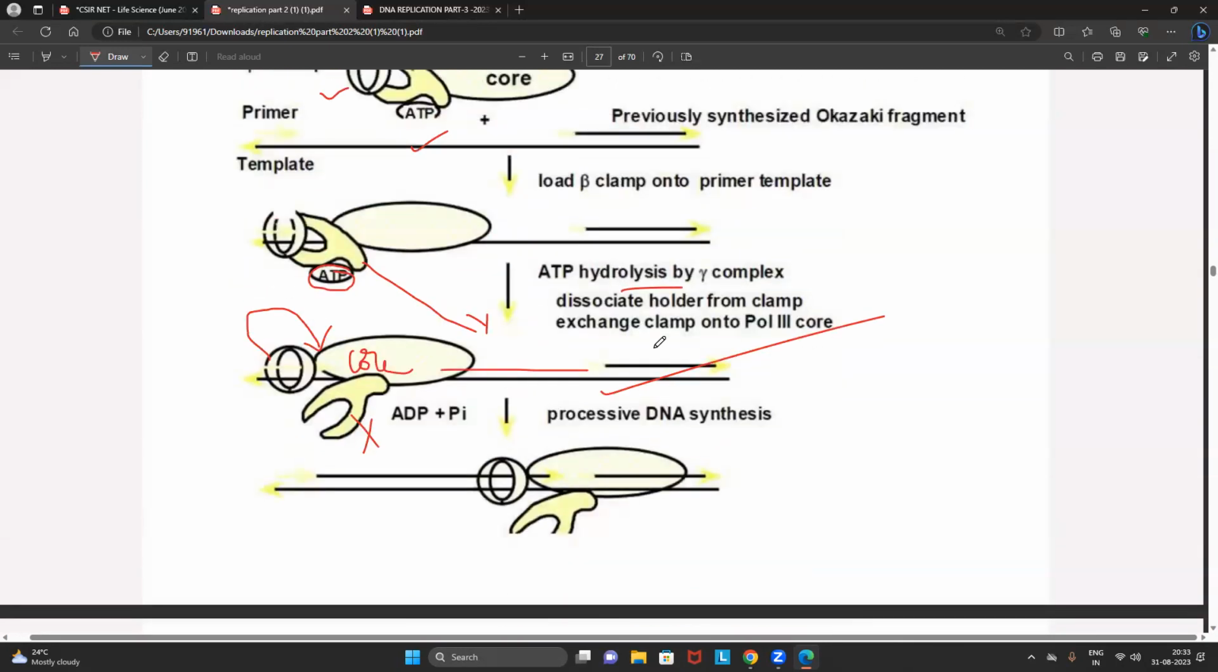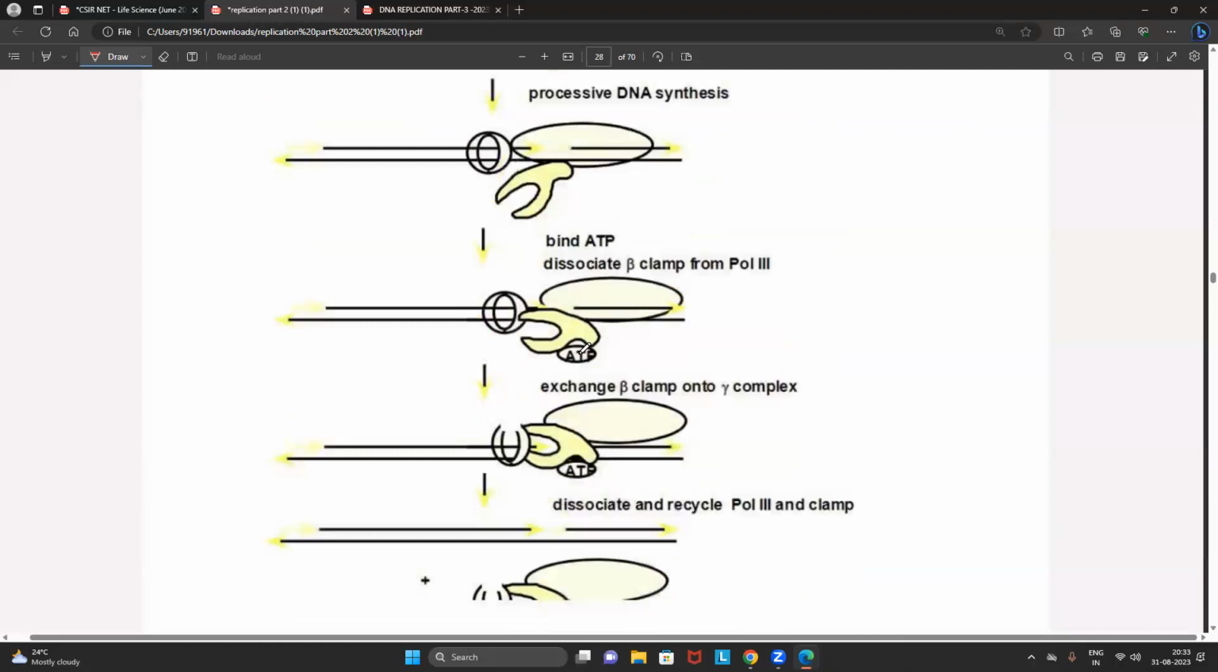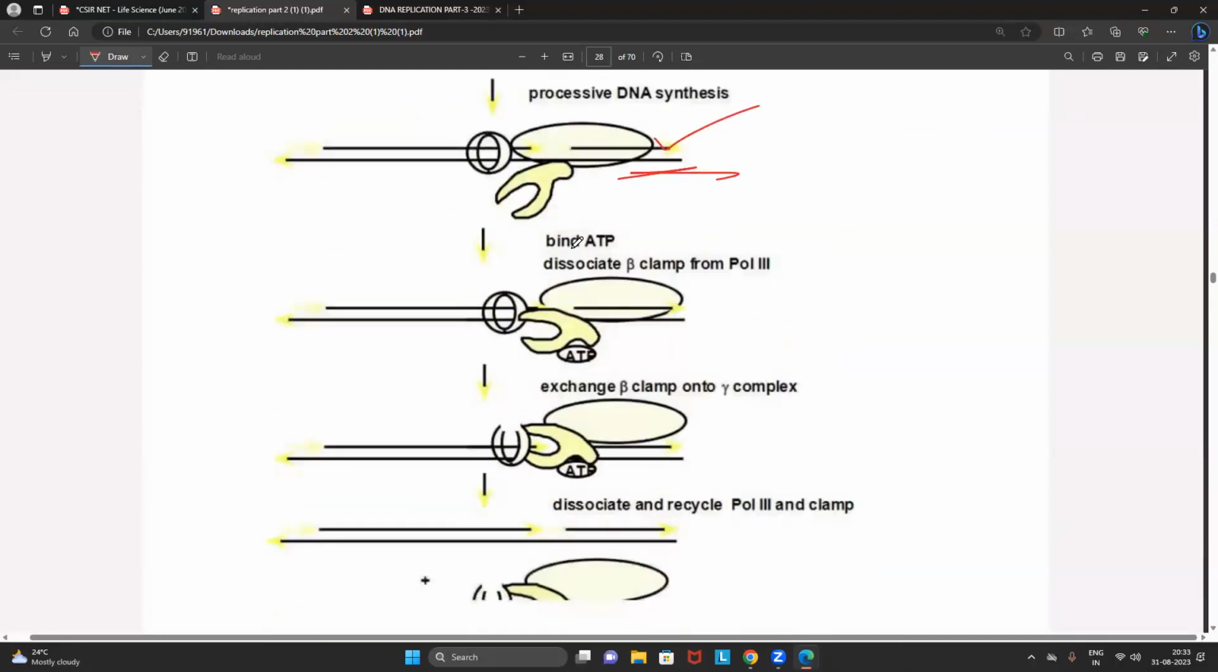Now imagine the entire DNA synthesis is over. Now what do we have to do, tell me? You have to separate the beta clamp from the core enzyme. How is that possible? Every student listen. Now the core enzyme has reached the end of the DNA. Now you look into this. Again, the gamma complex associated with an ATP molecule will come and join in between the beta clamp and the core enzyme. Whenever it comes in the middle, both get separated.